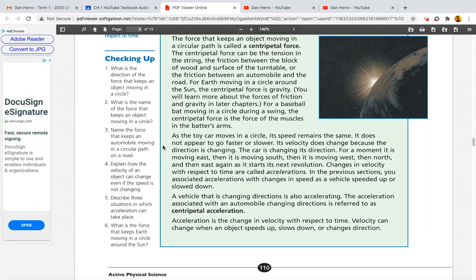Changes in velocity with respect to time are called accelerations. In the previous sections, you associated accelerations with changes in speed as a vehicle sped up or slowed down. A vehicle that is changing directions is also accelerating. The acceleration associated with an automobile changing directions is referred to as centripetal acceleration. Acceleration is the change in velocity with respect to time. Velocity can change when an object speeds up, slows down, or changes direction.